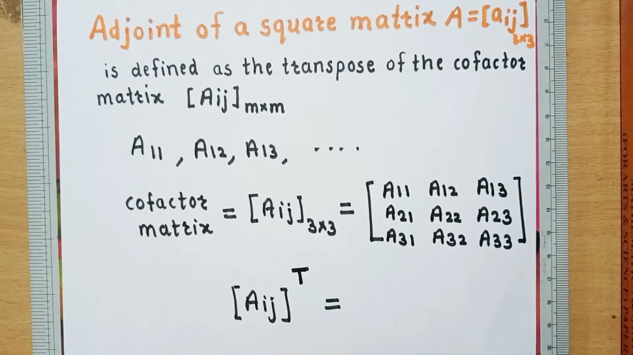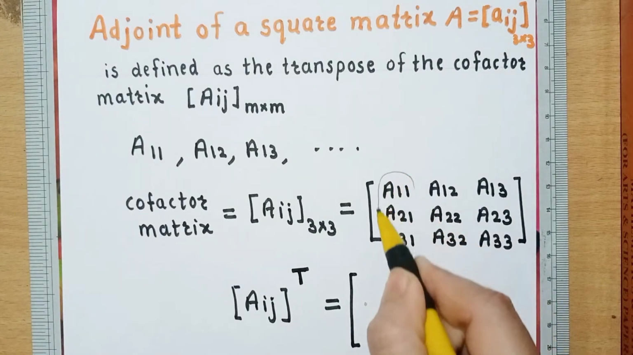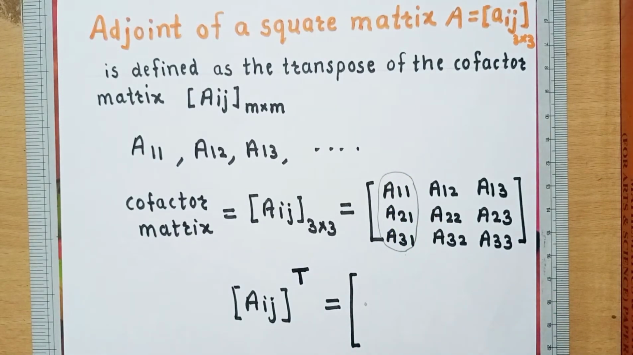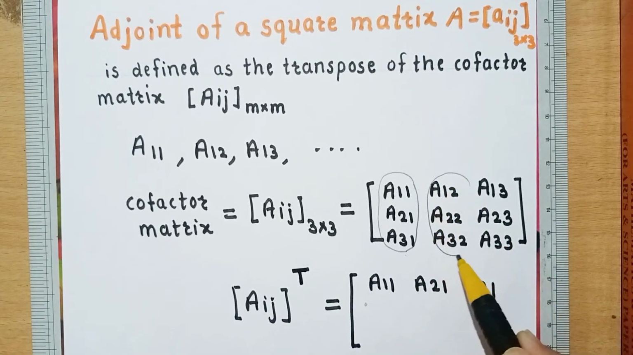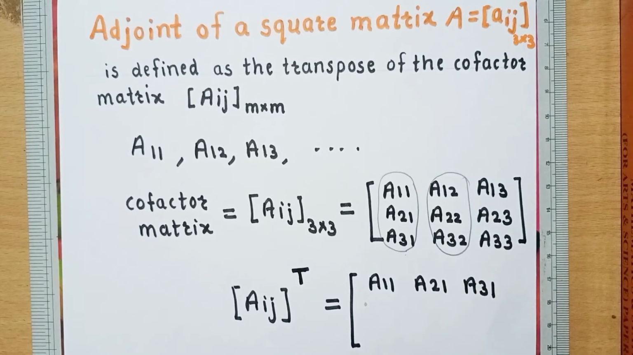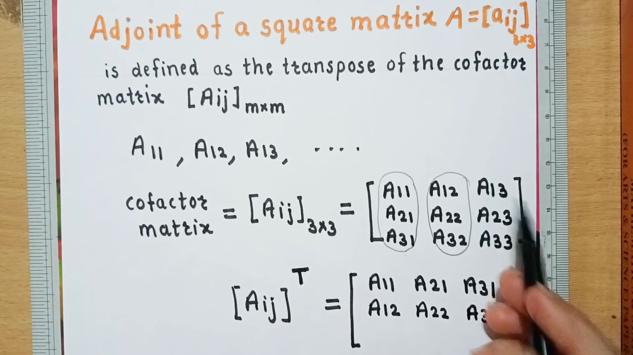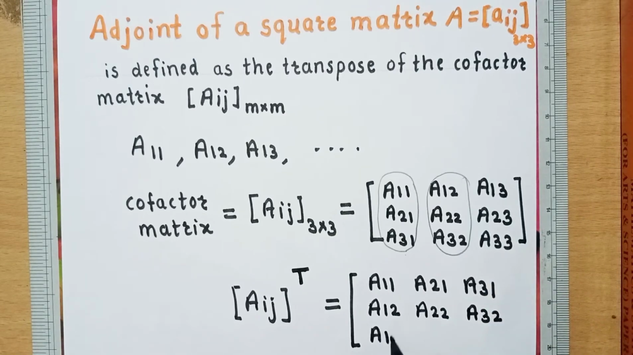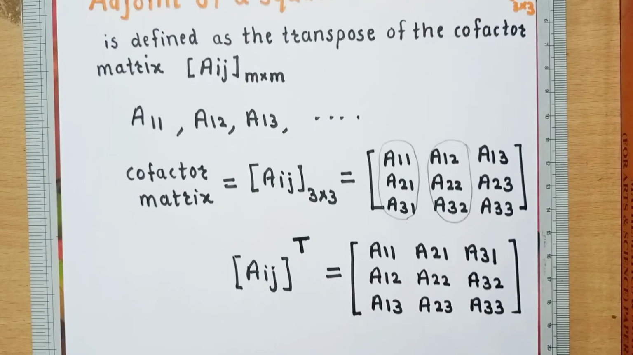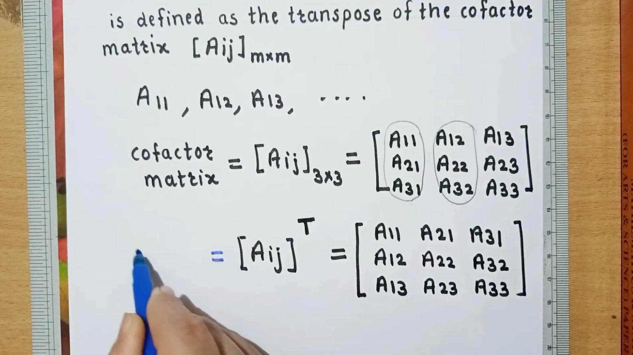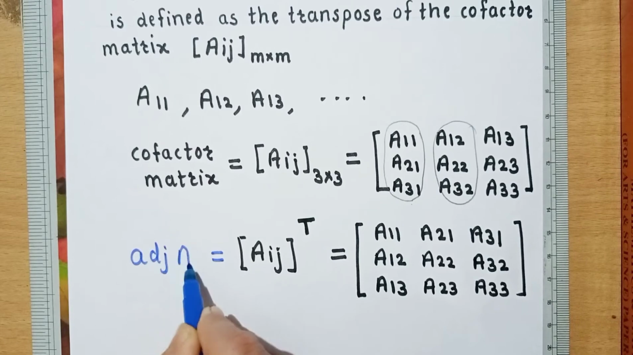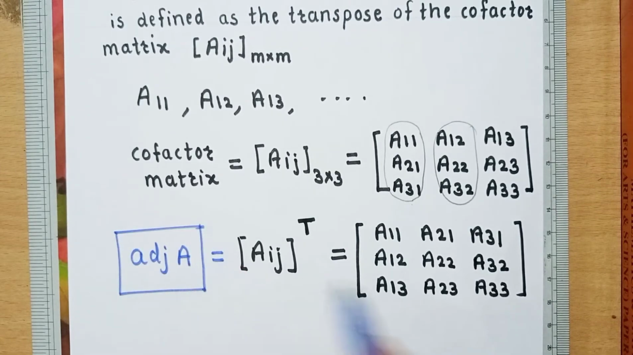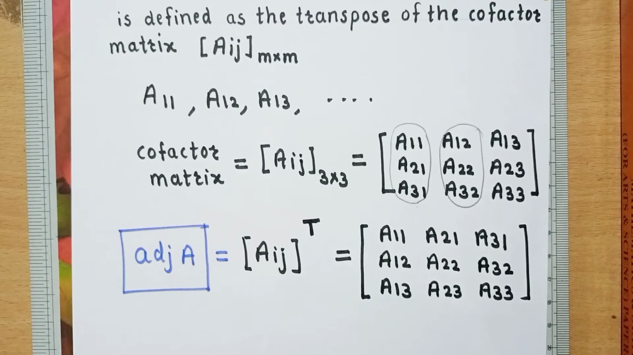So this is obtained by writing this first column as first row. That means A11, A21 and A31. Now write this second column as second row, and then write this third column as third row, and this is called the adjoint of A, denoted by this. In this way you have to find the adjoint of a matrix.